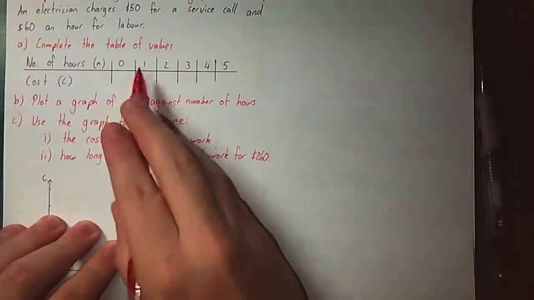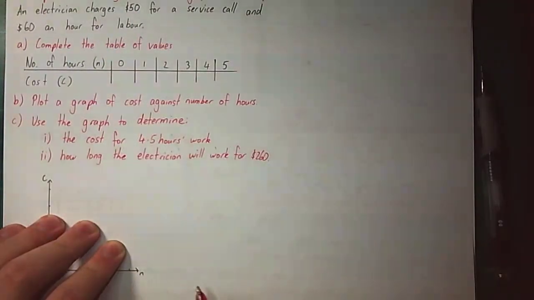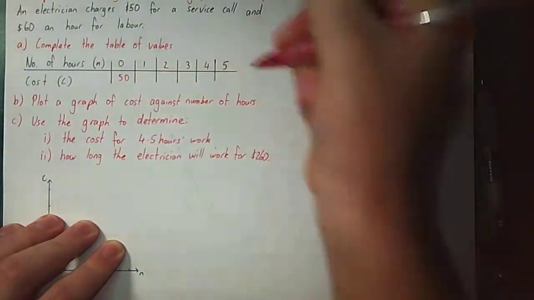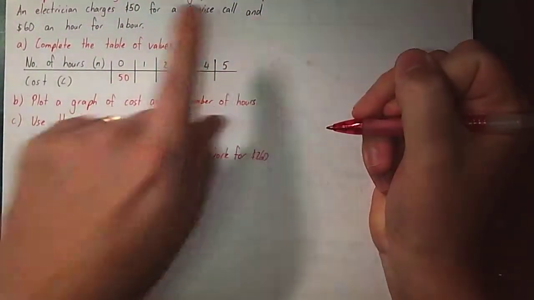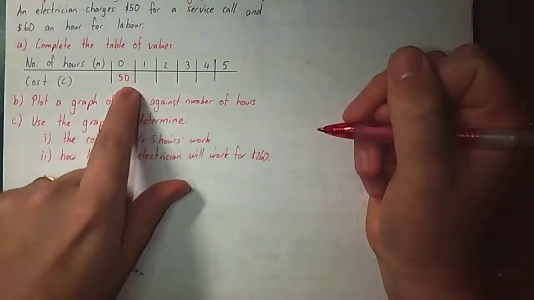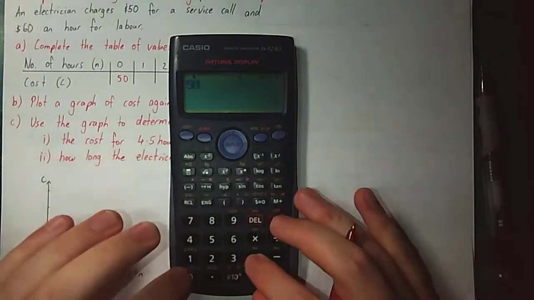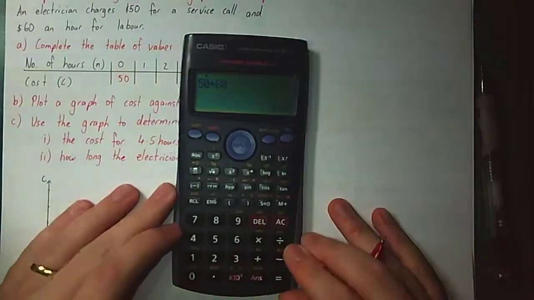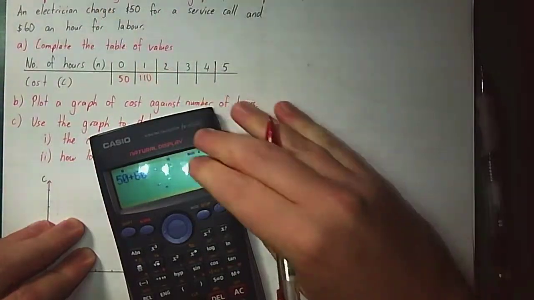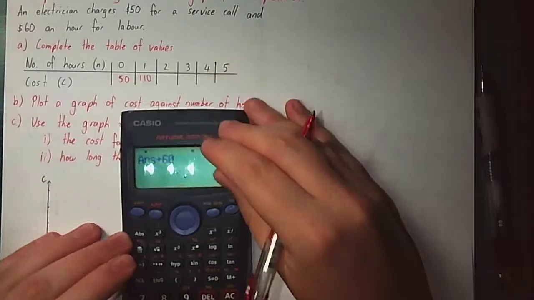So first of all, let's say you don't work any hours. You still charge $50 for the call, for actually going there. So we're starting at $50. And then every hour after that, you get $60. So $50 plus 60 for 1 hour, we get $110. So that's our value for that. And then we'll take that 110, add 60 again. We get 170.